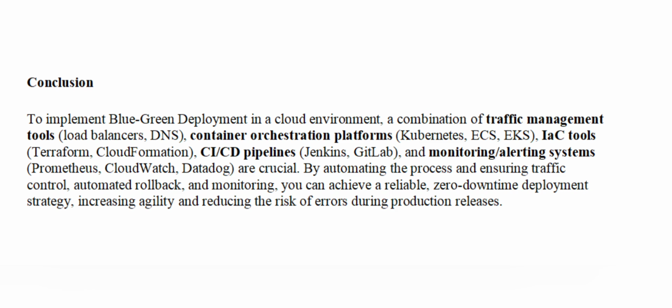Conclusion: to implement blue-green deployment in a cloud environment, a combination of traffic management tools like load balancers, DNS, and container orchestration platforms like Kubernetes, ECS, EKS, infrastructure as code tools like Terraform or CloudFormation, CI/CD pipelines like Jenkins or GitLab, and monitoring or alerting systems like Prometheus, CloudWatch, or Datadog are crucial. By automating the process and ensuring traffic control, automated rollback, and monitoring, you can achieve a reliable zero downtime deployment strategy, increasing agility and reducing the risk of errors during production releases.